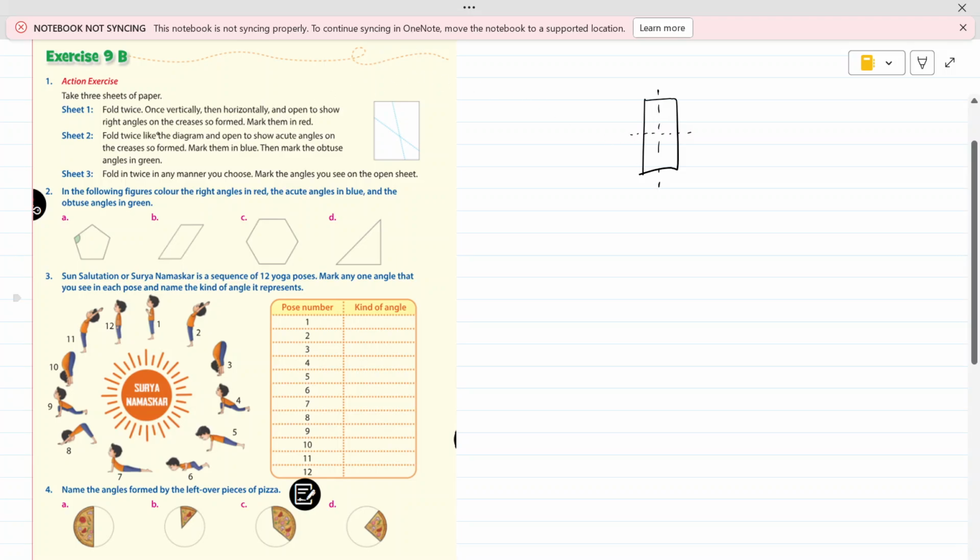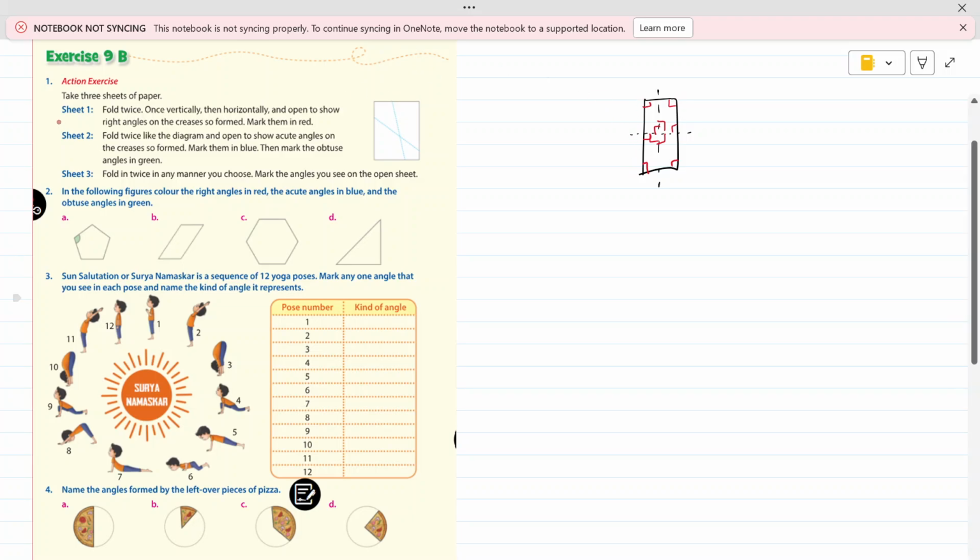So now open it and we can see the various right angles on the creases so formed. Mark them in red. So once you do it, kids, you can see these types of lines formed on the sheet. Now with the red color, we have to mark 90 degrees on them. So this is one 90 degree, another 90 degree, third 90 degree, fourth 90 degree. These are also at 90 degrees with each other. All these are 90 degrees because they are at right angles with each other.